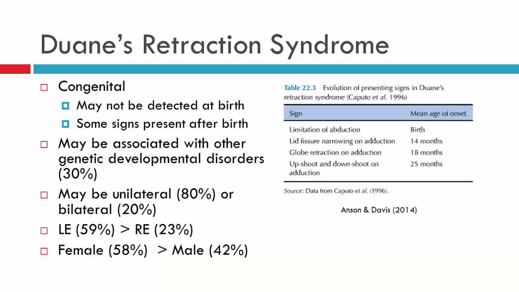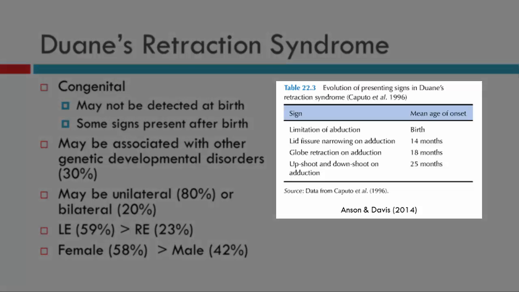Duane's Retraction Syndrome is a congenital condition. It cannot develop later in life. But not all the clinical signs associated with Duane syndrome may be noticeable at birth. And over here to the right, we have a table from Ansons and Davis which indicates the various signs that are associated with Duane syndrome and the mean age of onset. And we can see that the first thing that's noticeable is the limitation of eye movements.